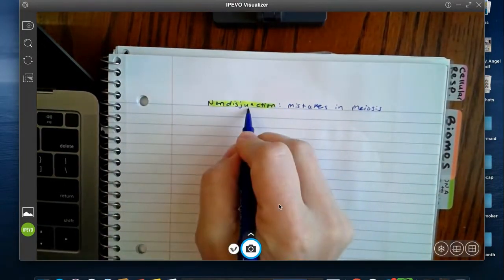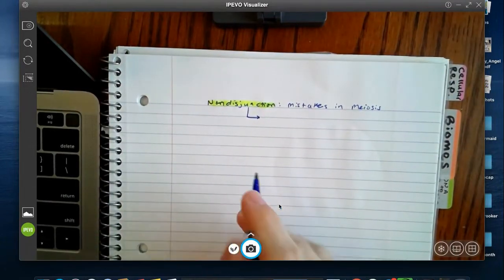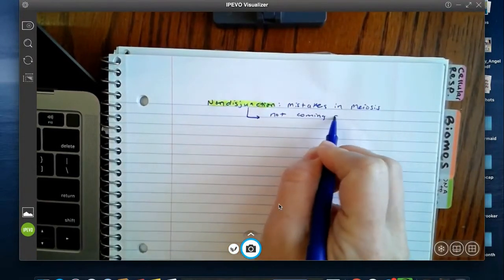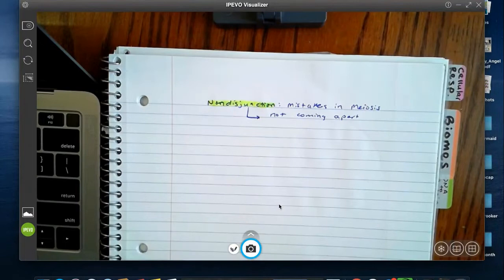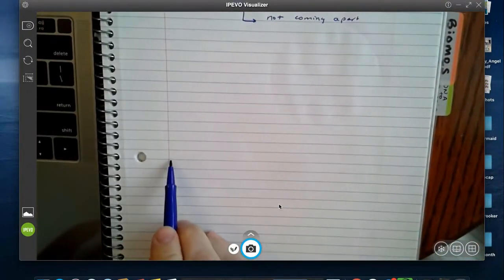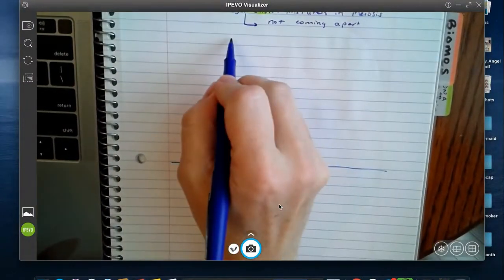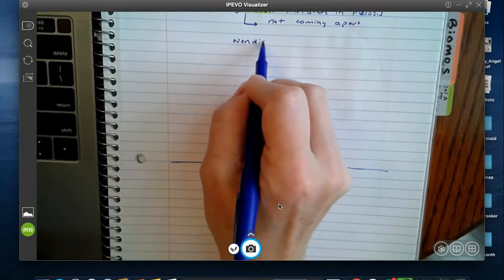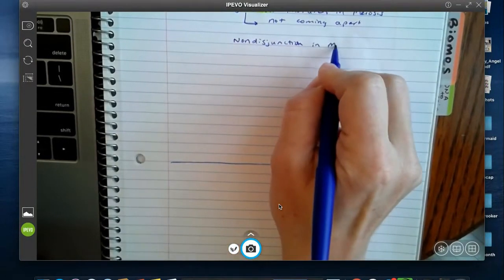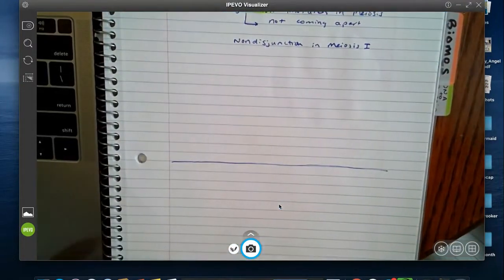So we're going to talk about how the chromosomes don't come apart, and we get things called trisomies and monosomies as a result. Not coming apart. So there's two types of non-disjunction. So I'm going to separate these two parts of my paper. I'm going to label this up here, non-disjunction in meiosis, part 1. All right, so I'm going to keep this simple.